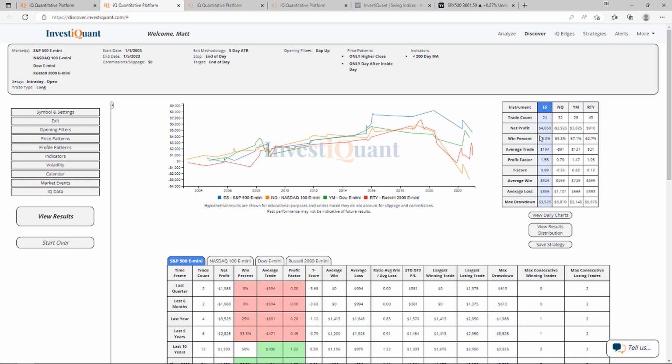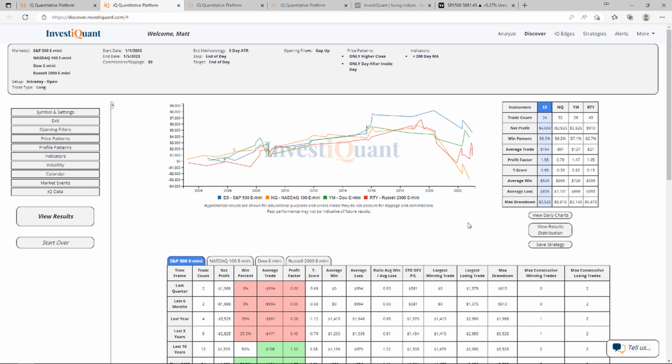If we look at the average moves, they're a bit mixed. The S&P, a little bit larger average win compared to its loss. The NASDAQ has a larger average loss. The Dow has a larger average win. The Russell, a larger average loss. So equally mixed there on which side is bigger, the average win or the average loss. All of the win rates are skewed a bit towards the upside, with the Russell being the strongest at 63%.